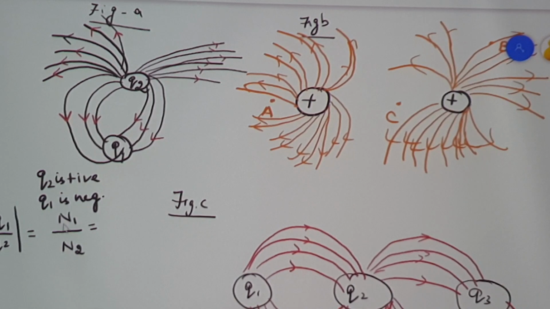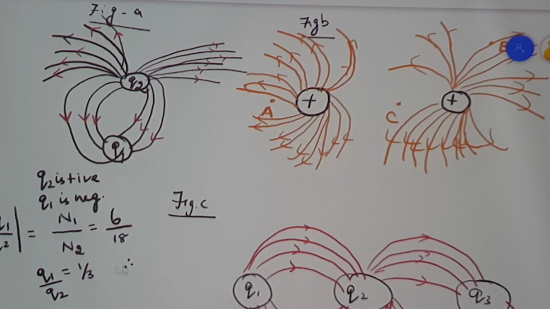So I am writing what is N1? N1 is due to Q1. The number of electrical lines reaching Q1 is 1, 2, 3, 4, 5, 6. So this is 6. But how many lines are going out of Q2? From Q2, 1, 2, 3, 4, 5, 6, 7, 8, 9, 10, 11, 12, 13, 14, 15, 16, 17, 18. So this is 18. So I can write it as 1 divided by 3, which you can write as Q1 divided by Q2.